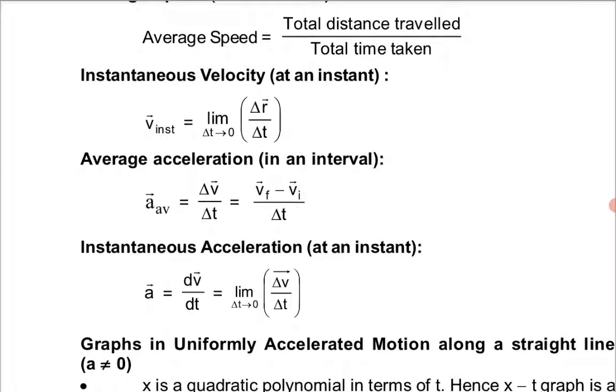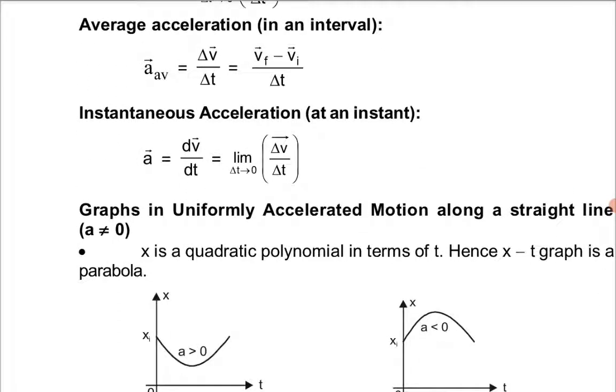Instantaneous velocity at an instant equals the limit delta t tends to 0 of delta r upon delta t. Average acceleration in an interval is equal to delta v upon delta t, that is equal to v final minus v initial upon delta t. Instantaneous acceleration at an instant, a equals dv upon dt, that is equal to the limit delta t tends to 0 of delta v upon delta t.